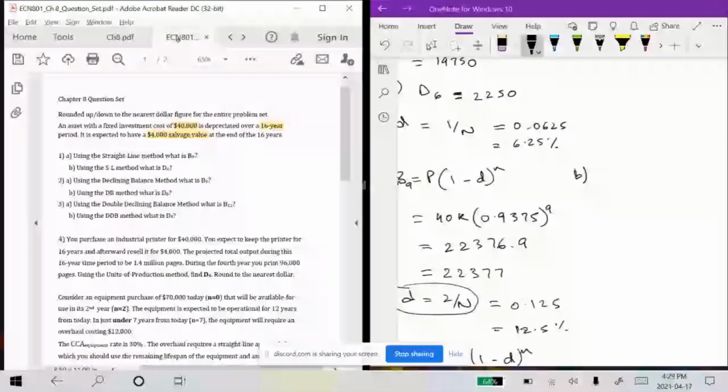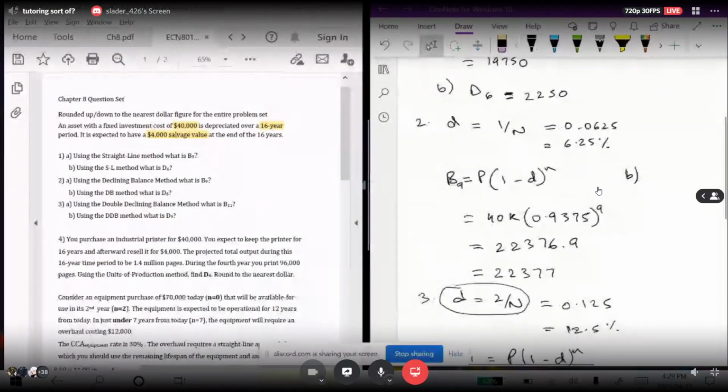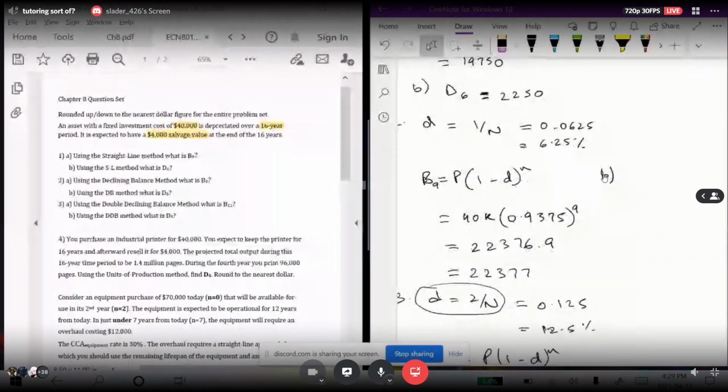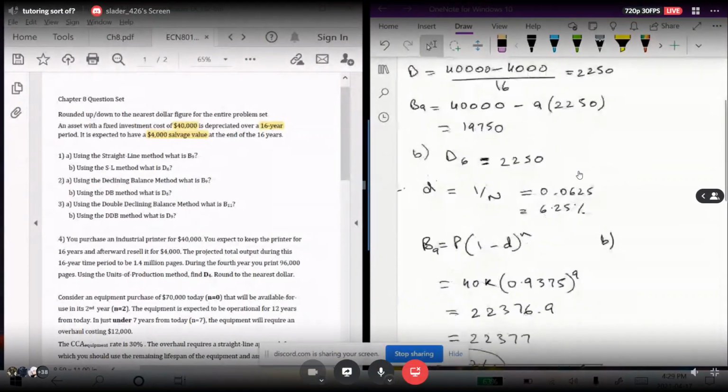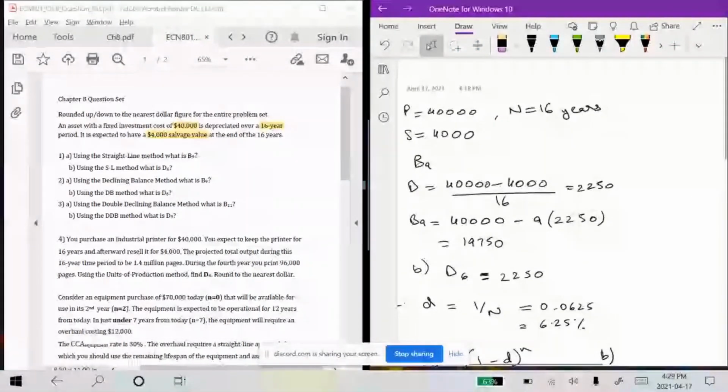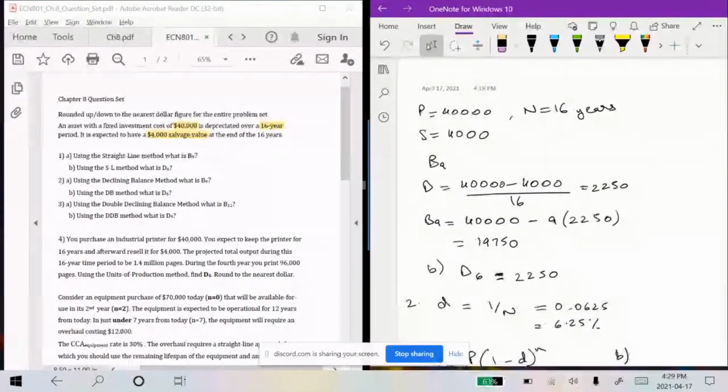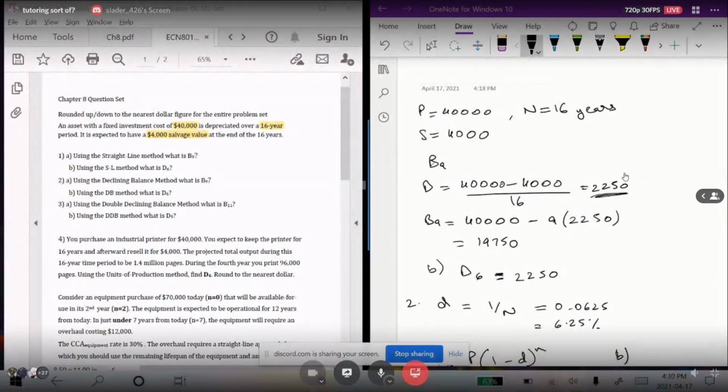Okay, a quick question. How did you know that D6 was the same for 1? For one, the thing about the straight line method is that it's going to be a constant depreciation. The depreciation in each period is going to be the same, so Dn for whatever period is always just D, basically. Ah, okay.